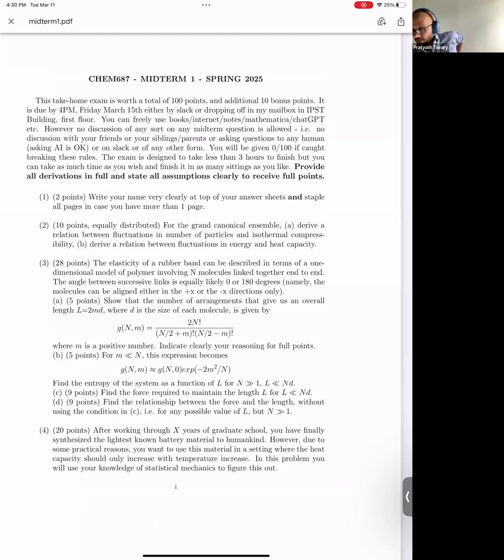And some things are intentional, like, is it factorial of 2n? Is it 2 multiplied by n factorial? Well, think about it. Okay.